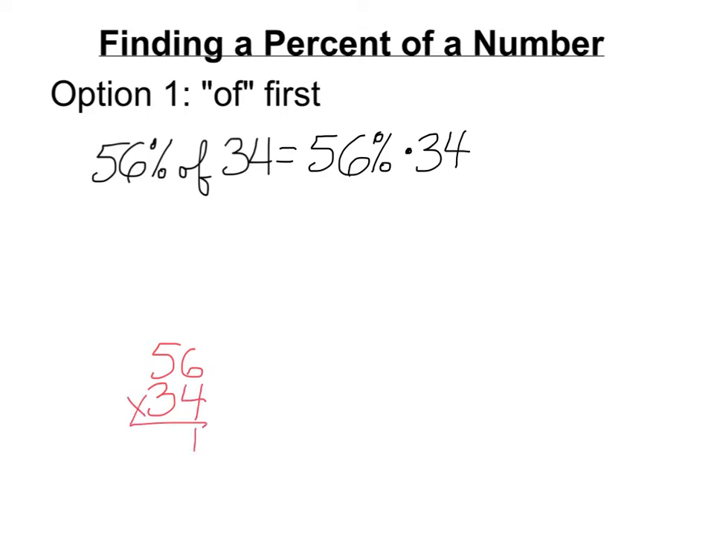4 times 6 is 24. Carry the 2. 4 times 5 is 20, plus 2 is 22. 0 down as a placeholder. 3 times 6 is 18. Carry the 1. 3 times 5 is 15, plus 1 is 16. Now we add. 4 and 0 makes 4. 2 and 8 makes 10. Carry the 1. 1 and 2 is 3, plus 6 is 9. And then we've got a 1.